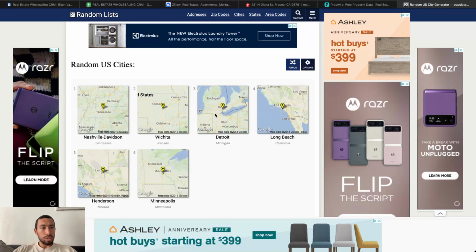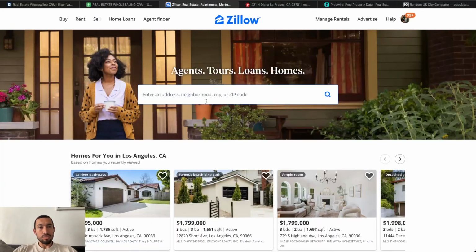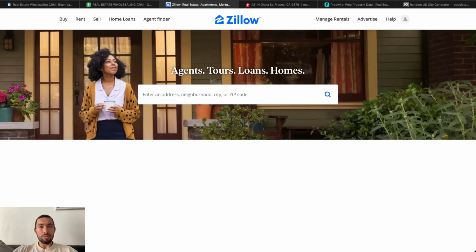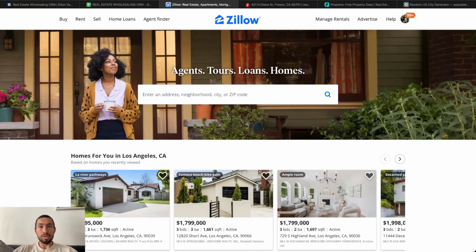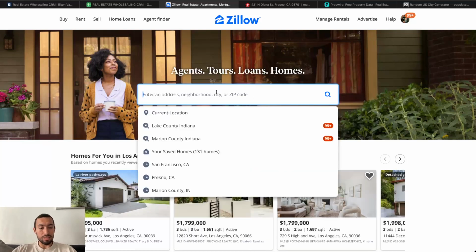So let's go with this one right here. The first one is Nashville Davidson in Tennessee. So I'm going to use Zillow. Zillow is going to be my market, and I want to refresh this and make sure that I'm on the home page. Whenever you're researching a market, always refresh Zillow. It's definitely going to be helpful.